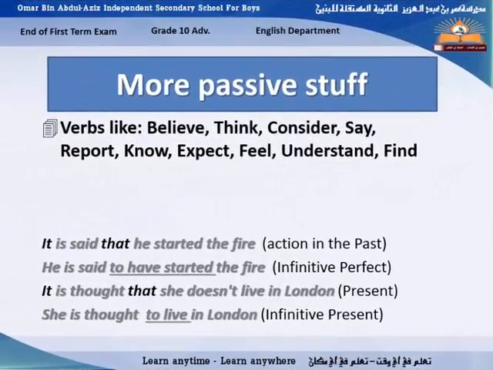Verbs like believe, think, consider, say, report, know, expect, feel, understand, find. More examples. It is said that he started the fire. This is an action in the past. He is said to have started the fire. This is the infinitive perfect. It is thought that she doesn't live in London. This is present. She's thought to live in London. This is infinitive present.